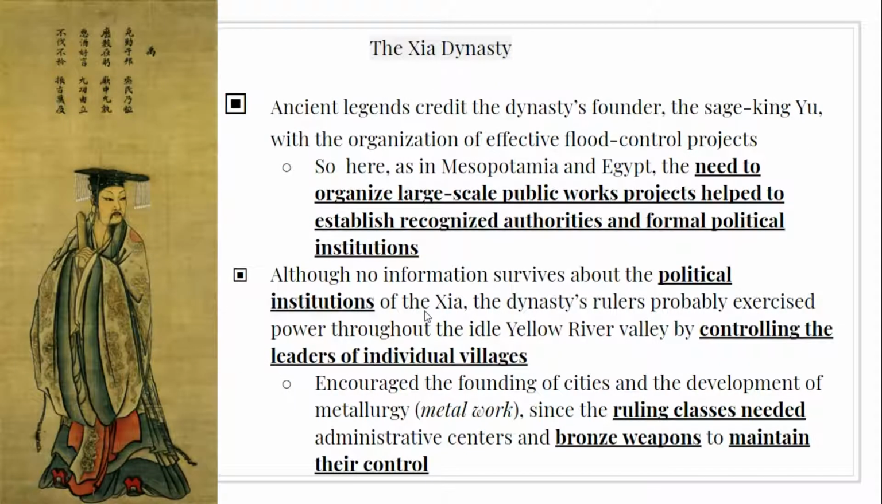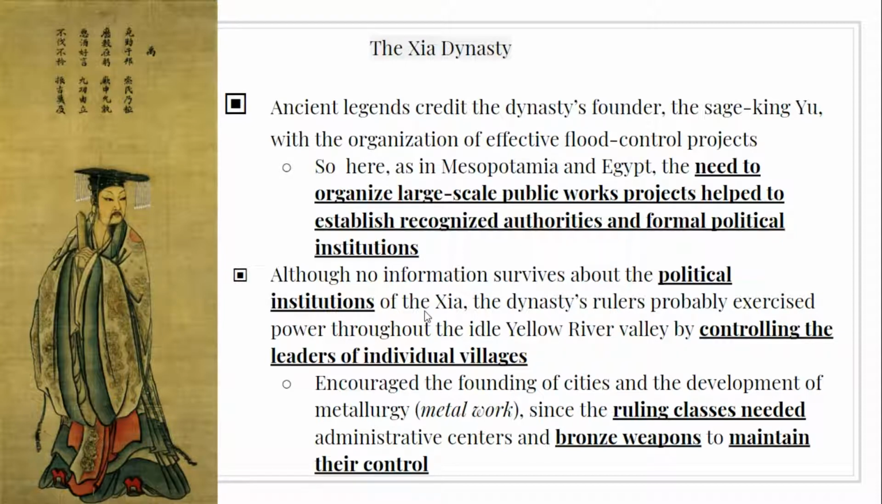So ancient legends credit the dynasty's founder, the sage king Yu, with the organization of a very effective flood control project. So same as Mesopotamia and ancient Egypt, there was a need during the Xia dynasty to organize large-scale public works projects, specifically around farming, agriculture, and river control, that helped establish recognized authorities as well as formal political institutions.